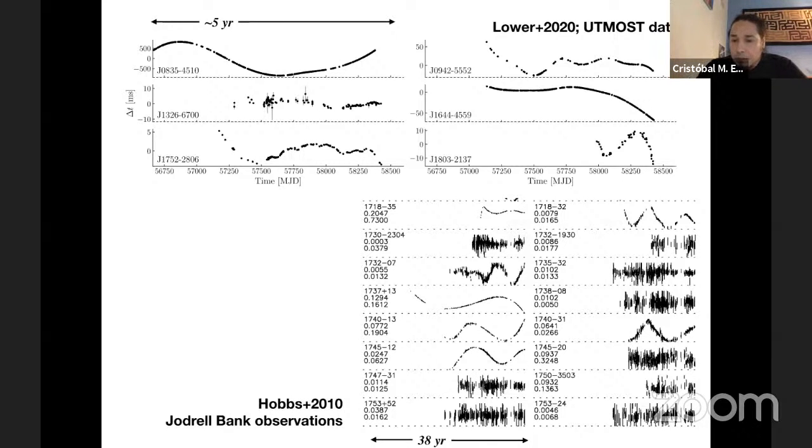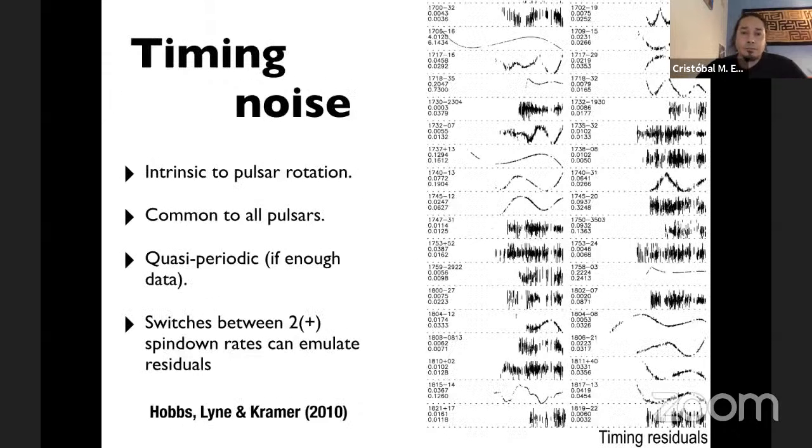And in others, maybe not, but maybe it's because the error bars are large. And that's indeed something that they conclude in this work in Hobbs, Lyne, and Kramer in 2010. They studied about 300 or more pulsars. They concluded that the timing noise is intrinsic to pulsar rotation. It's not an artifact of the observation. It's not an instrumental effect. This is how pulsars are rotating. It's common to all pulsars.